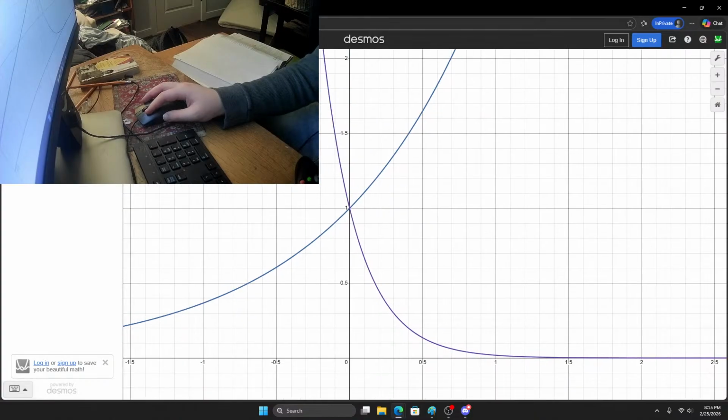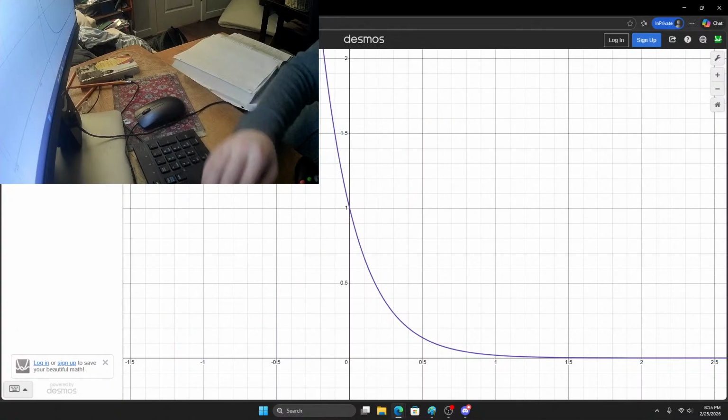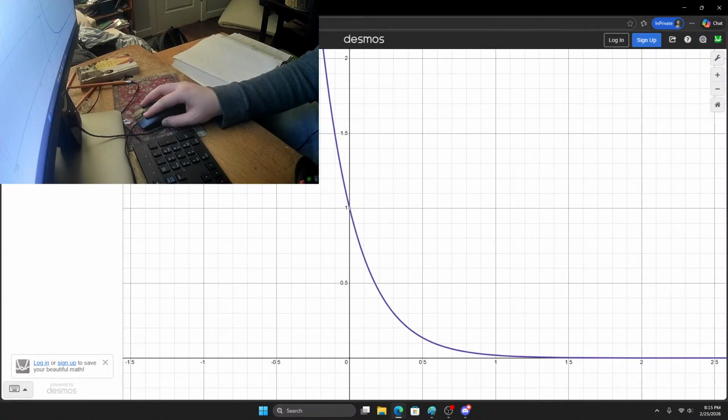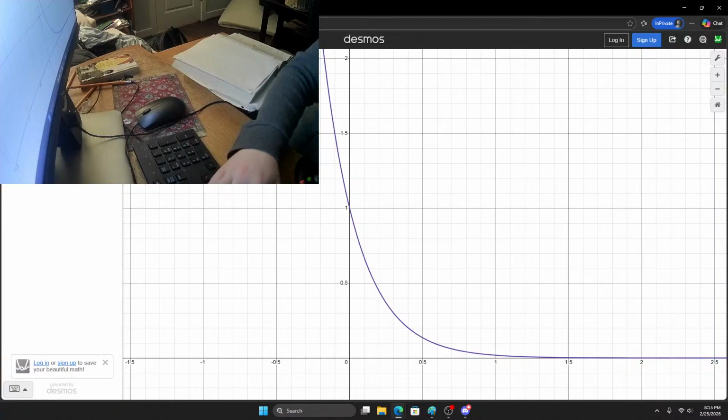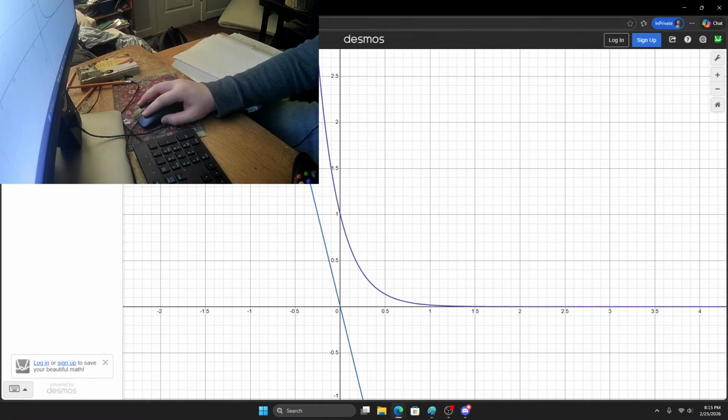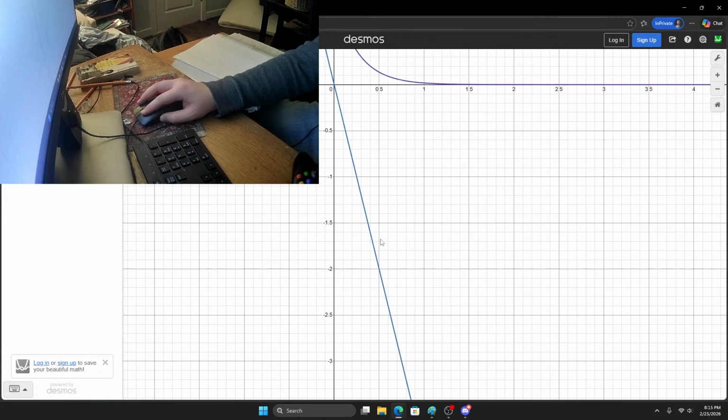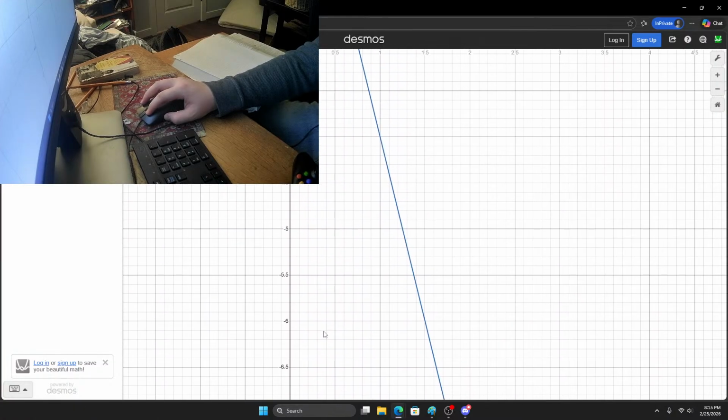Anyway, so you get e to the x, and that's its own derivative, but then you get e to the negative 4x, and you have to multiply it by the derivative of this thing, and the derivative of negative 4x is negative 4, because this is a constant linear slope of negative 4.